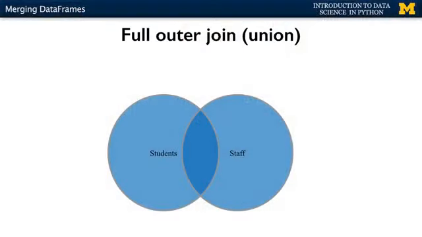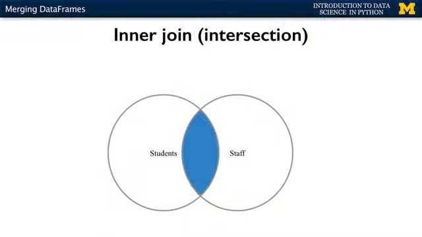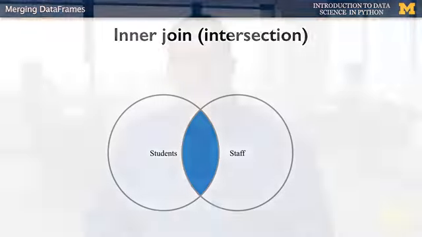In database terminology, this is called a full outer join, and in set theory, it's called a union. In the Venn diagram, it represents everyone in any circle. It's quite possible, though, that we only want those people who have maximum information, those people who are both staff and students. In database terminology, this is called an inner join, or in set theory, the intersection. And this is represented in the Venn diagram as the overlapping parts of each circle.